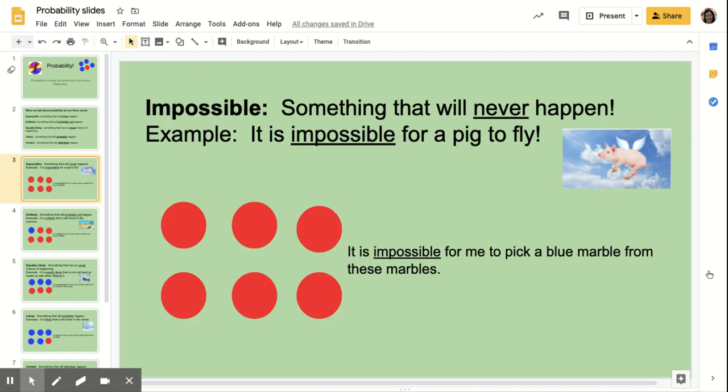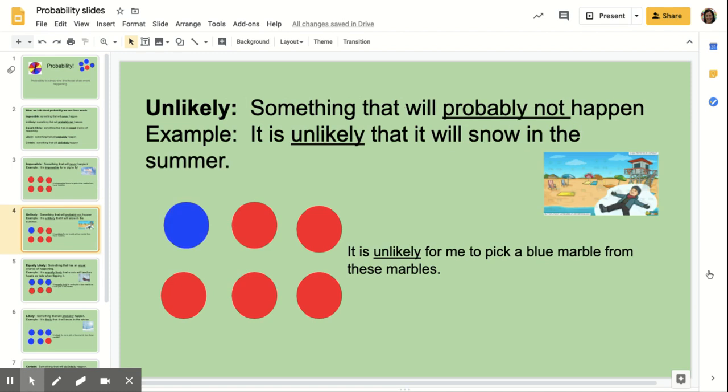So, impossible, something will never happen. An example is it's impossible for a pig to fly. So, we're going to pretend these red circles are marbles. If I put them in a bag, it is impossible for me to pick a blue marble because there aren't any out of these.